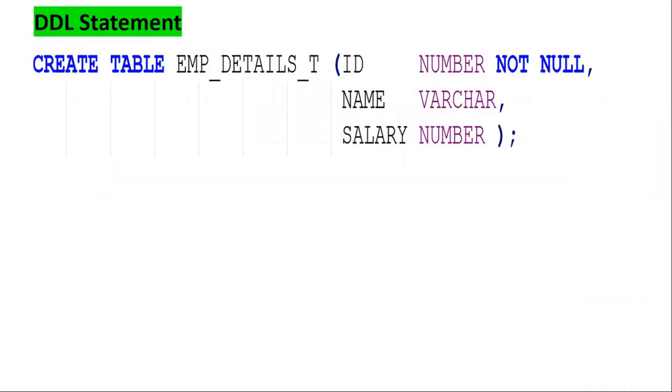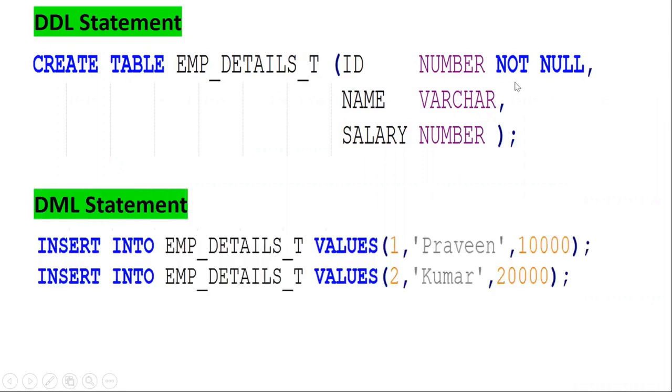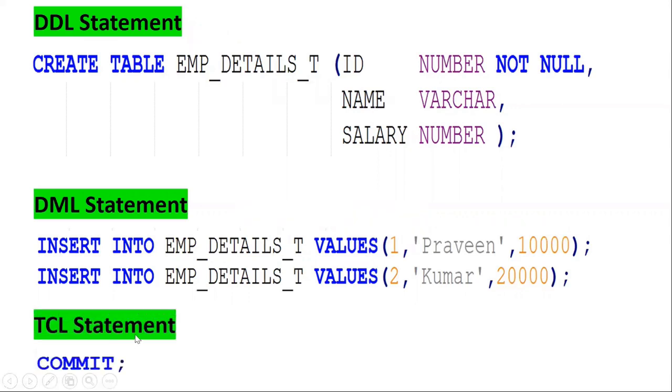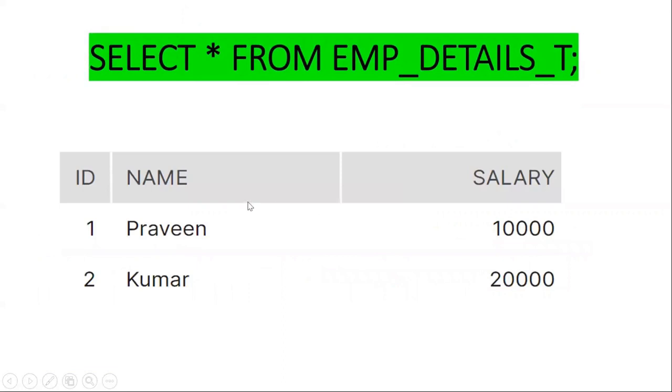Okay, now this is my table: create table employee details, ID, name, salary. It is having 3 columns and 1 constraint. And I'm trying to populate 2 records using a DML statement. I'm trying to commit using transaction control language. So table created, inserted, committed. So 3 columns and constraints and 2 records. Now what happens if I select it? We'll get 3 columns, 2 records.